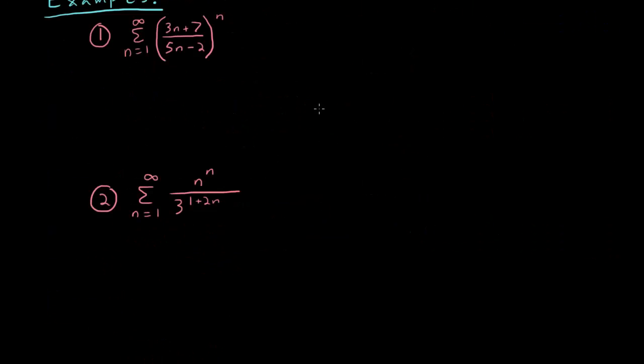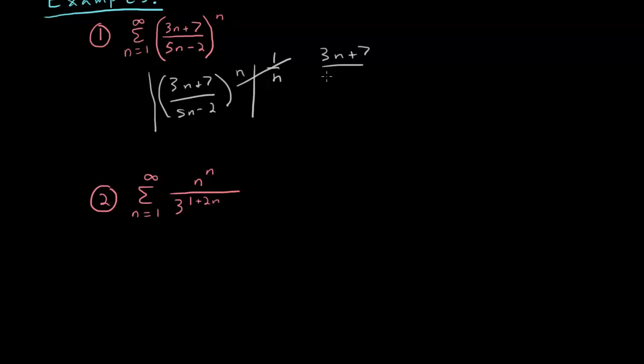This first one is pretty simple. You have the sum from n is 1 to infinity of the quantity (3n + 7) over (5n - 2) to the power of n. So you're just going to take ((3n + 7)/(5n - 2))^n, absolute value that, and then take it to the 1 over n. So that 1 over n and this n right here are going to cancel out. So it's going to be (3n + 7)/(5n - 2).